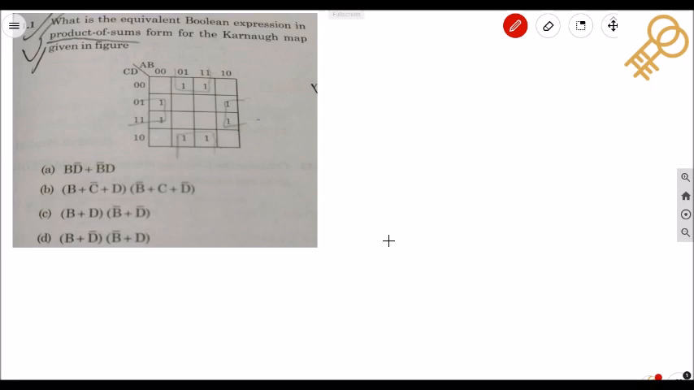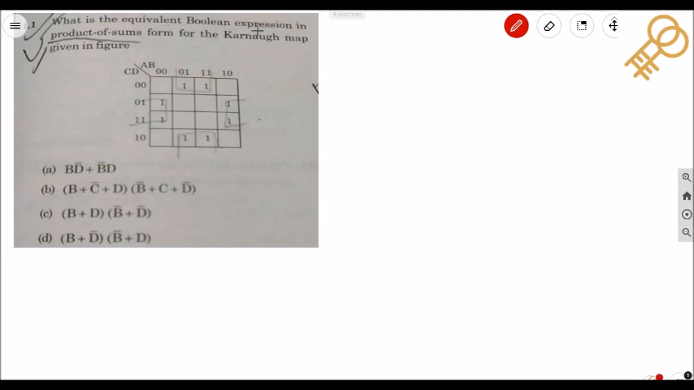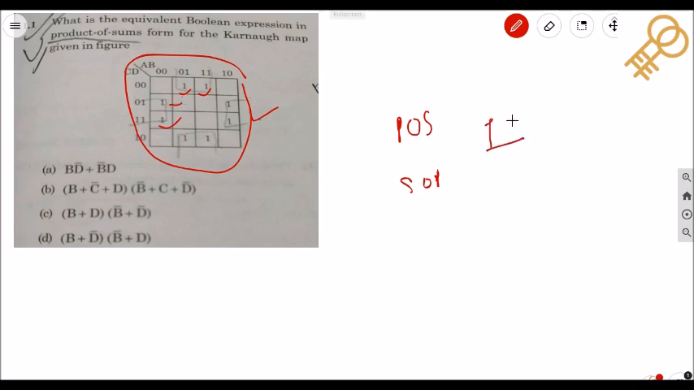And here is your first question. What is the equivalent Boolean expression in the product of sum form for the K map given in the figure? They have given a K map and they are asking what will be the Boolean expression in the form of POS, product of sum. The K map given is in the form of SOP, because they have given 1s. Whenever they have given 1, it means the K map is in SOP form.